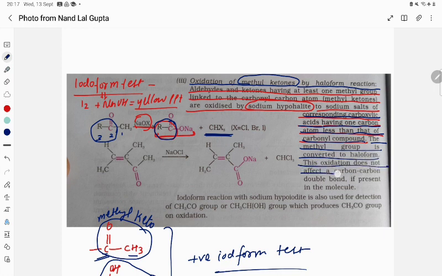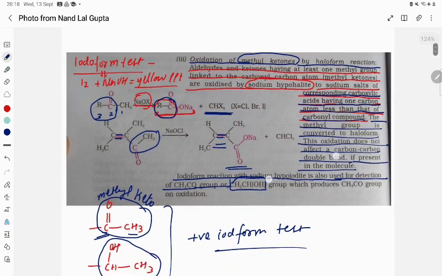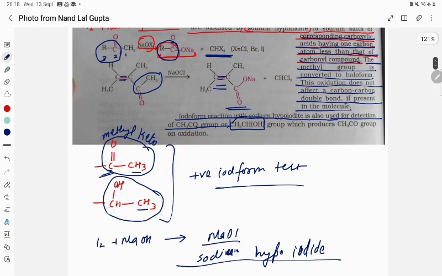This oxidation does not affect the carbon-carbon double bond. Here you see, student, the carbon-carbon double bond is there. Nothing is changing, it is as it is. Only the methyl keto group is converted. The iodoform reaction with sodium hypohalide is also used for the detection of the CH3CO group, if present in the molecule, and the CH3CHOH group, which produces the CH3CO group on oxidation.